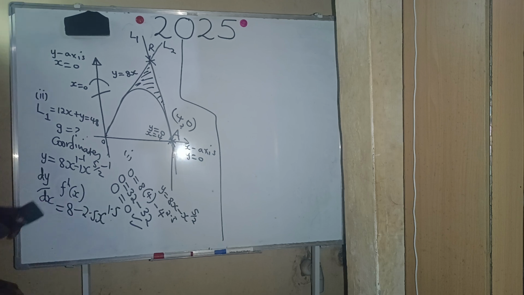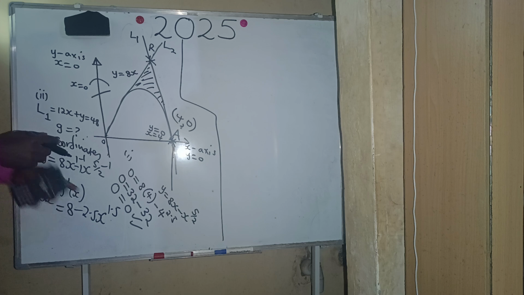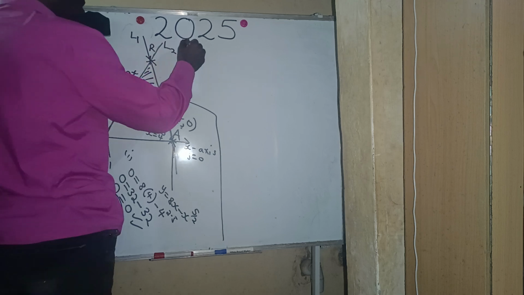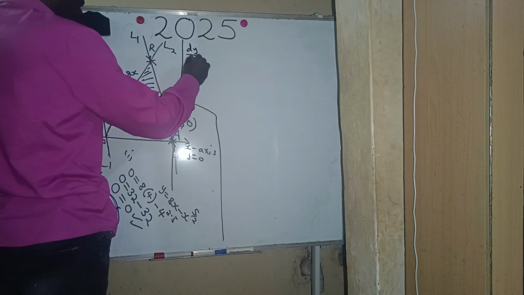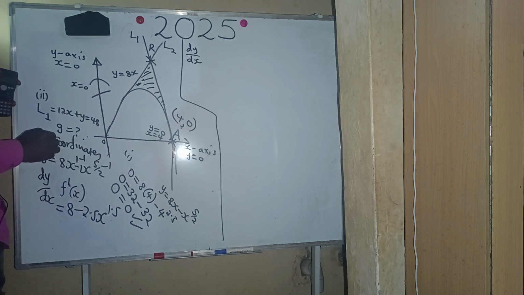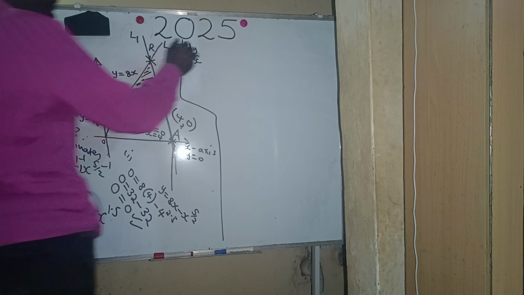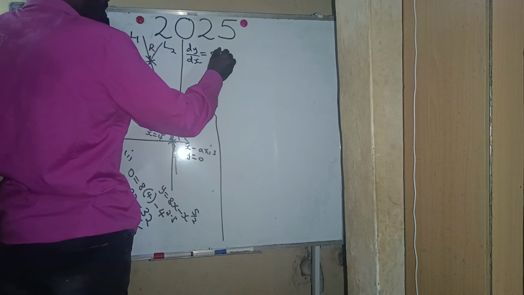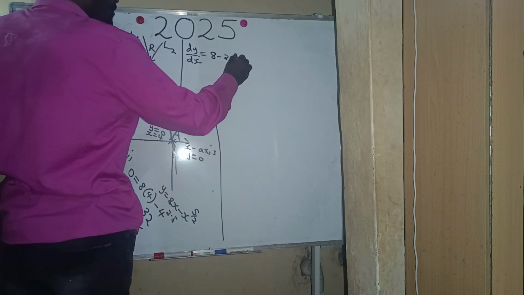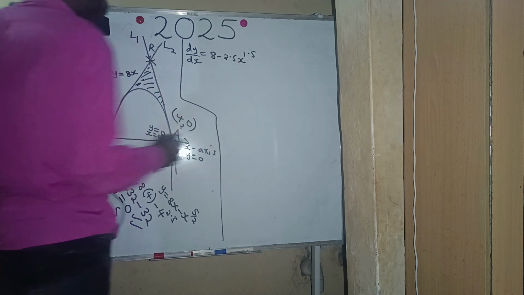So our dy dx, or our derivative function, or our gradient function, or our f prime in terms of x, is 8 minus 2.5 x raised to 1.5. So that's our dy dx.